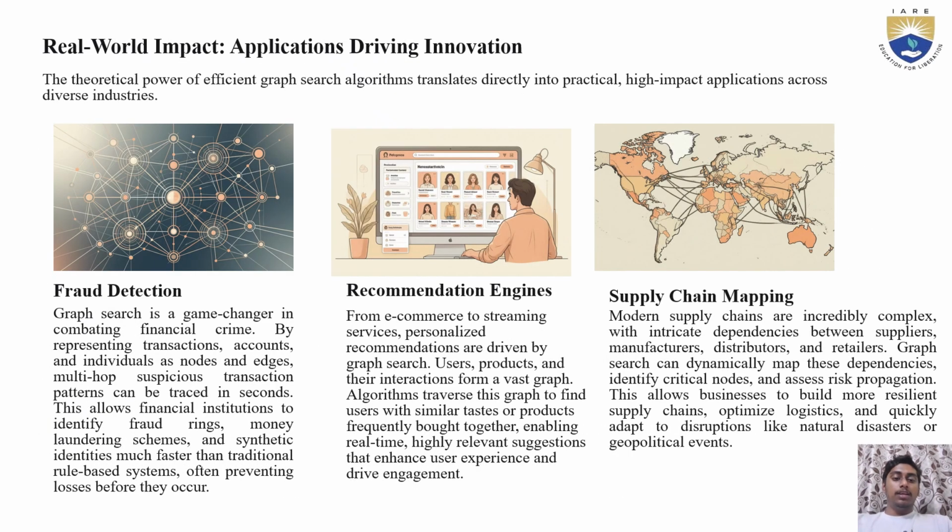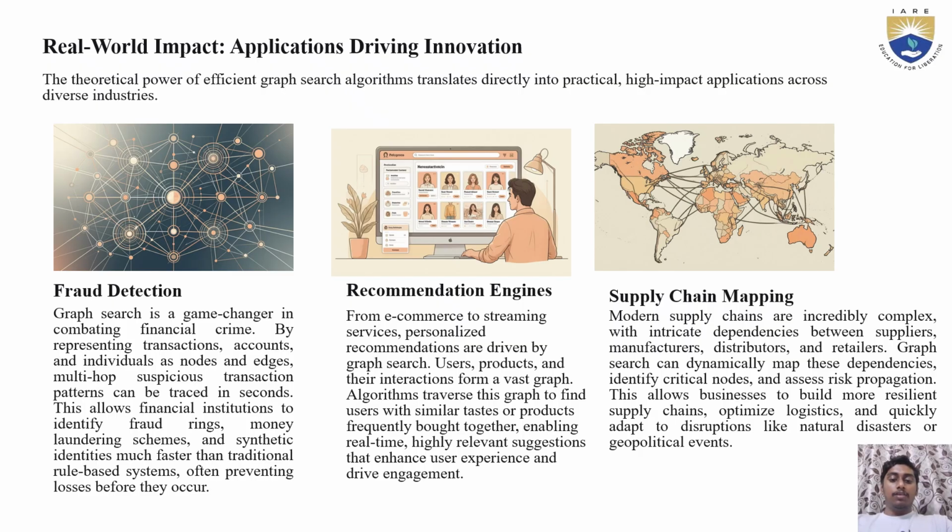Real world impact. The theoretical power of efficient graph search algorithms translates directly into practical, high impact applications across dynamic, diverse industries. Fraud detection. Graph search is a game changer in combating financial crime. By representing transactional accounts and individuals as nodes and edges, multi-hop suspicious transaction patterns can be traced in seconds. This allows financial institutions to identify fraud rings, money laundering schemes, and synthetic identities much faster than traditional rule-based systems, often preventing losses before they occur.